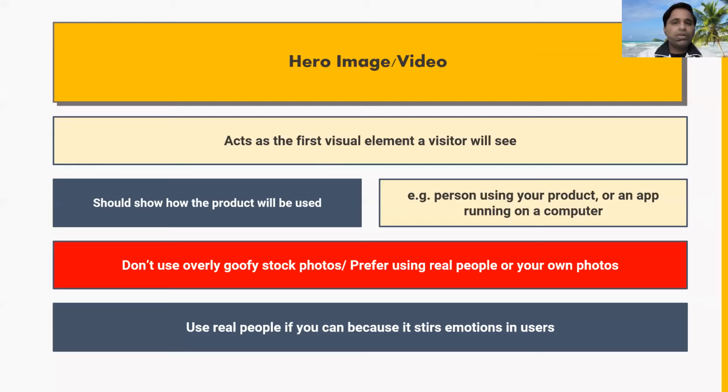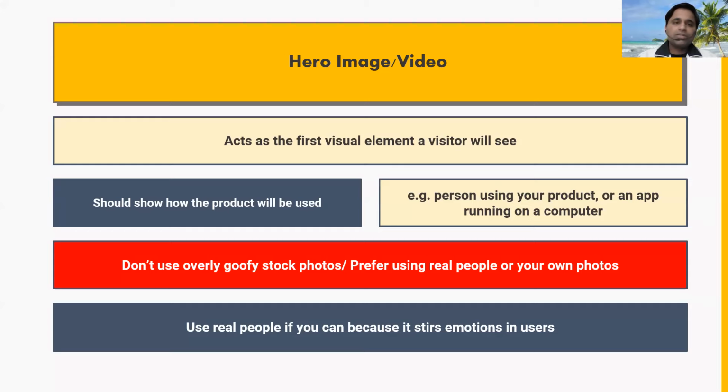Now, hero image or video. The hero image is the big image that you see at the top of the page. It is generally called a hero image, or you can use a video also. This acts as the first visual element a visitor will see. Now the question is, should you use a hero image or a video? That is a topic for another debate, so we'll leave that question for now. That depends upon your page and upon testing. You need to test these elements, whether you should use an image or a video.